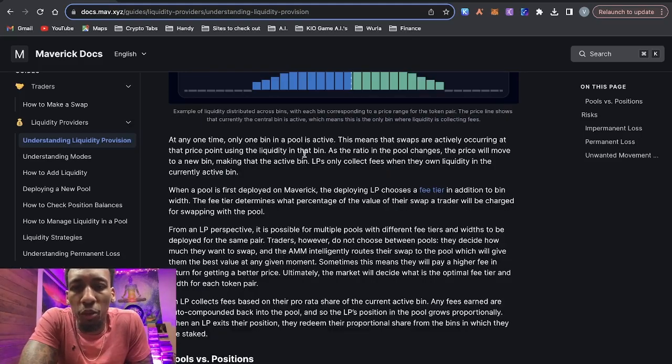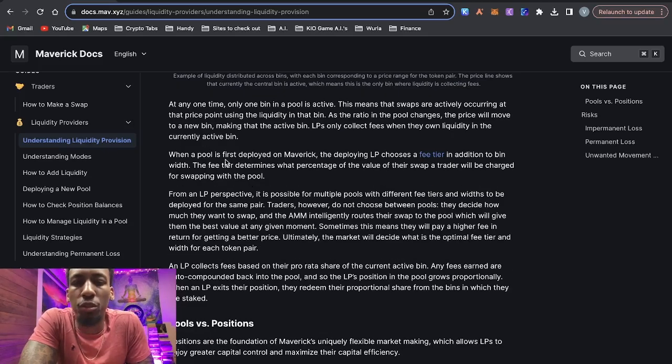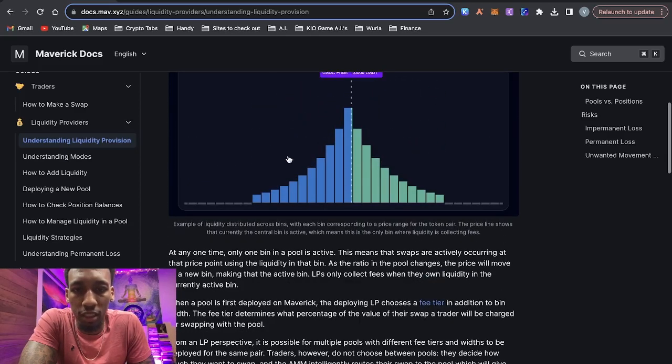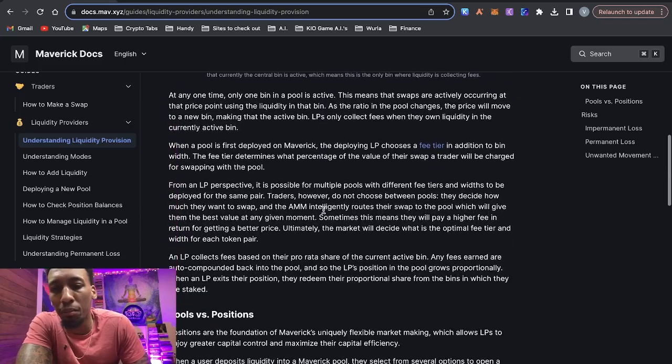So it says at any one time, only one bin in the pool is active. This means that swaps are actually occurring at that price using the liquidity in that bin. As the ratio in the pool changes, the price will move to a new bin, making that the active bin. LPs only collect fees when they own liquidity in the currently active bin. When a pool is first deployed on Maverick, the deploying liquidity provider chooses a fee tier in addition to bin width. So if you look at these bins, each one represents a price point or a price range, it sounds like, but you can choose how wide you want to go in the bin. So you can select a bin and decide how much you want to be in it.